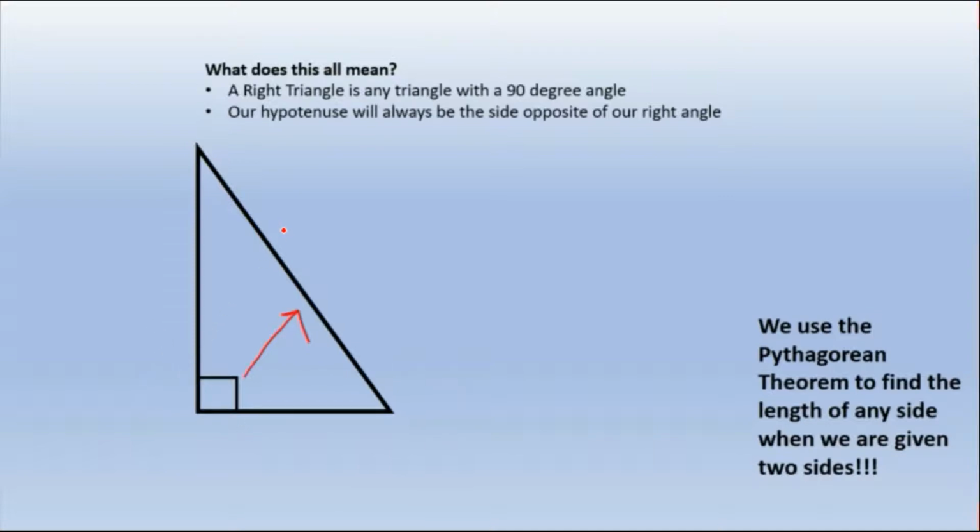Okay, so what's special about this is we can use the Pythagorean Theorem to find the length of any side when we're given 2 sides. So we'll just label these A and B. We'll always label the legs A and B, and we'll always label the hypotenuse C. So if we're given sides A and B, we can find the length of C. And if we're given sides A and C, we can find B. And if we're given B and C, we can find A. So that's what we use the Pythagorean Theorem for, just to find the length of sides.